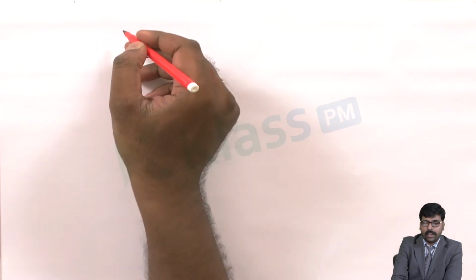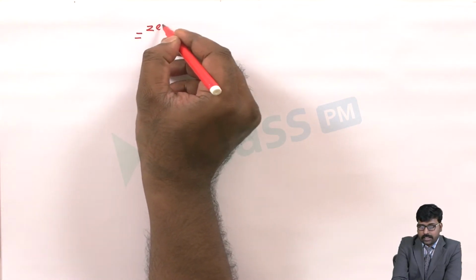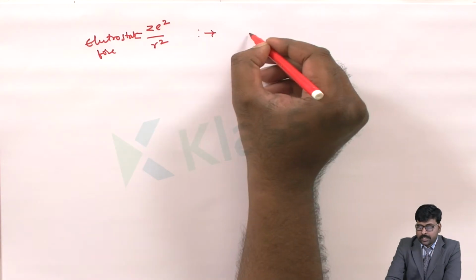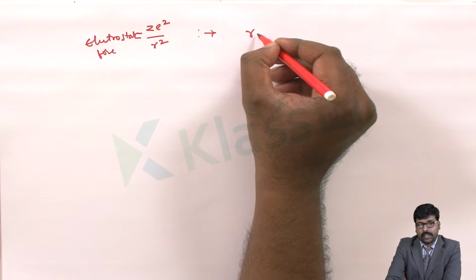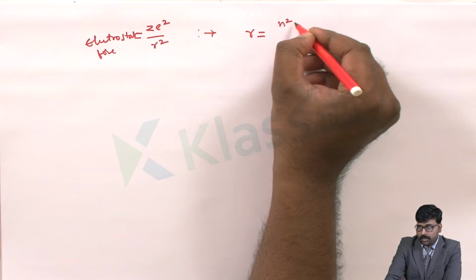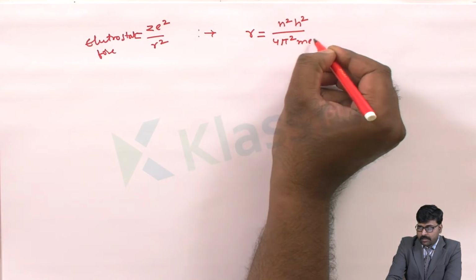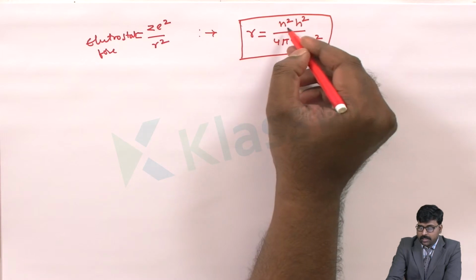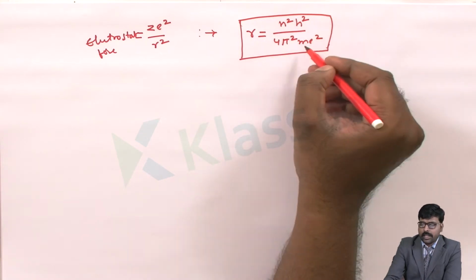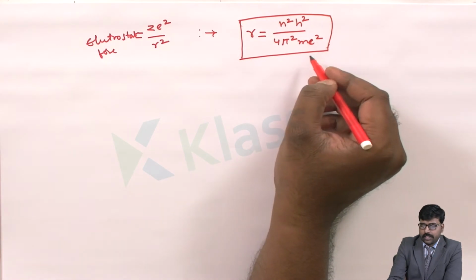Niels Bohr successfully explained the electrostatic force between the electron and the nucleus by the equation Ze square by r square. And then, using this, he calculated the radius of the orbit, that is, the distance between the electron and the nucleus. It goes like this: n square into h square by 4 pi square m e square. Here, n is the principal quantum number, that is, the number of the shell, h is Planck's constant, m is the mass of the electron, and e is the charge on the electron. In this way Niels Bohr succeeded.